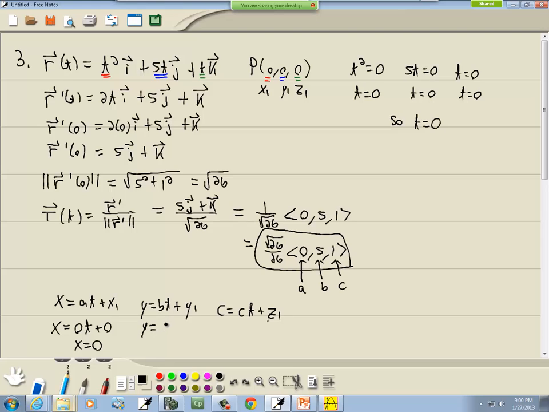y is equal to bt, so we got 5t plus y1, which is 0. So we got y is equal to 5t. And that should be z. So we got z is equal to 1t plus 0, or just z is equal to t.